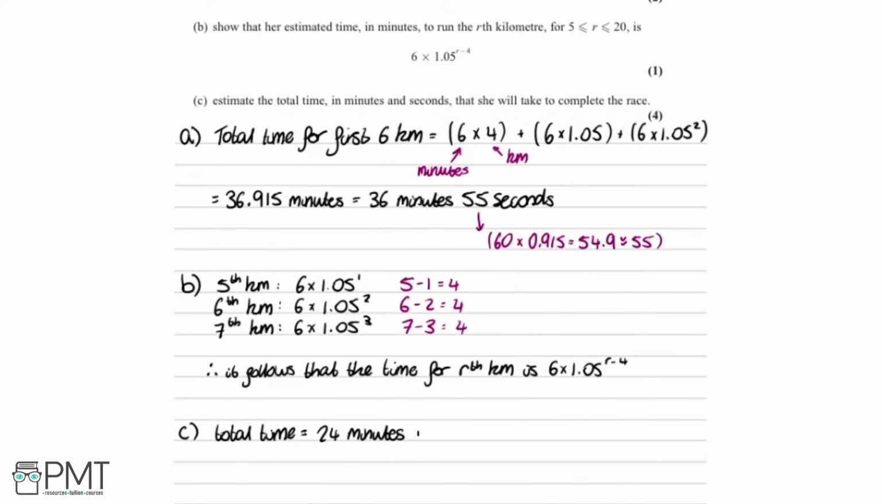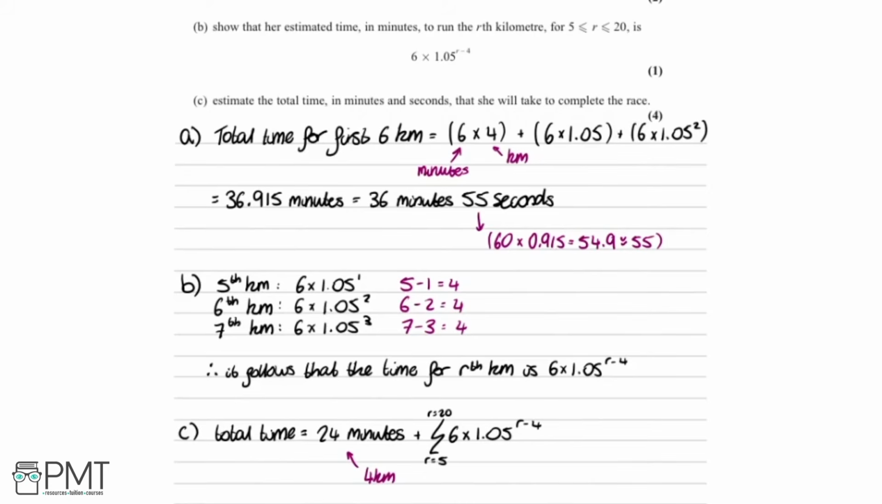And then we're going to add on top of that. And what we're going to use is this general formula that we created in the previous part. So if we do the summation of that formula, so 6 times 1.05 to the power of r minus 4. The first 4 kilometres are already taken care of here. So this is 4 kilometres. So for this summation, we want to go from r equals 5, because we look at the 5th kilometre, and it's a 20 kilometre race. So we want to go up to 20 kilometres here.